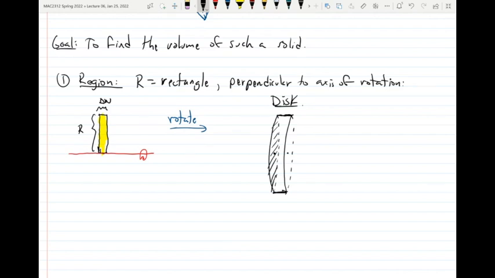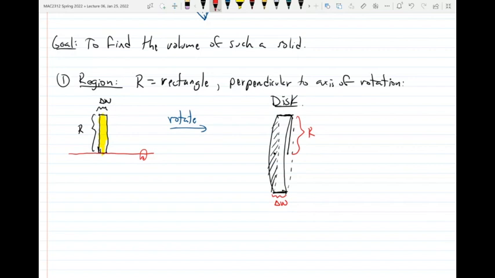Now, here there is some important information that we need. When you have a disk, you want to know what's the radius. Now, the radius of a disk is exactly that quantity R that we have in the picture, right? So the length of this rectangle stands for the radius of the disk. Do you understand this? And then the thickness of the disk is delta W. Okay? All right, so this is the simplest solid of revolution that you could get, a disk, and it's produced when you rotate a rectangle that's perpendicular to the axis of rotation.